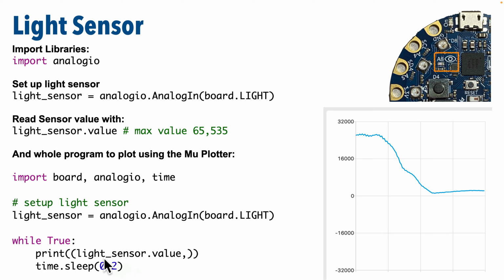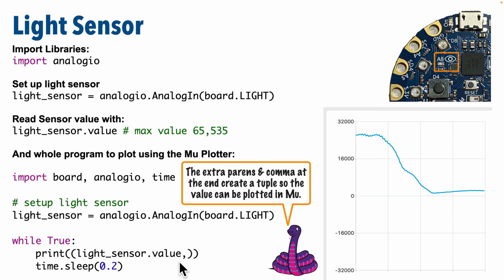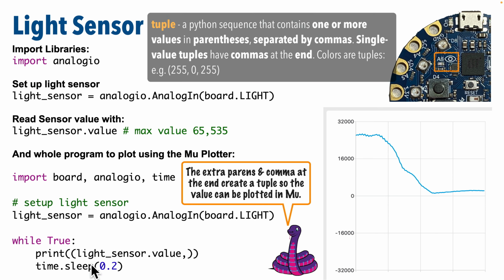So here's our entire code, and you'll notice here that I have the light_sensor.value property in double parens, one for the print function and one more inside of it. Now, I don't need the second set of parens to print the value, but later in this lesson we'll download a free program called Mu, which can run our code on our board and plot the results in real time. Now, in order to plot, we need the value to be in what's called a tuple. A Python tuple is a collection of one or more values between parentheses separated by commas. And you've seen tuples before. Colors are tuples with 3 values. Now, one weird quirk about tuples in Python, if there's only one value, you have to have a comma at the end of that single value.